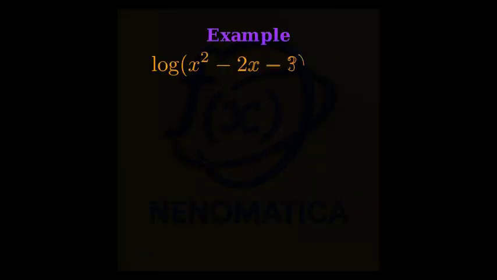Example. The problem is log of open parenthesis x squared minus 2x minus 3 close parenthesis is greater than or equal to 0. Step 1. Convert the logarithmic inequality to exponential form using base 10. The rule says log base b of y greater than or equal to c implies y is greater than or equal to b to the c, provided b is greater than 1.